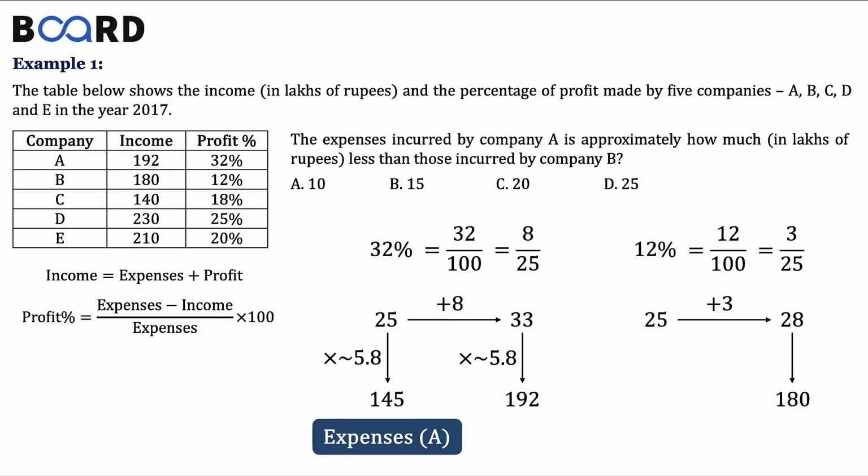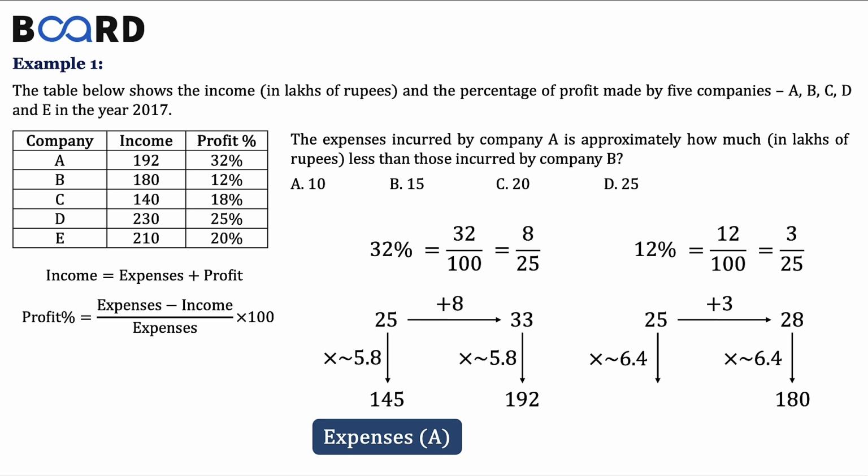So here we have 28. Now 28, since it's lower than 30, it has to be multiplied more than 6 times to get 180. So we get somewhere around 6.4, right? Now, once we multiply 6.4 with 28, we get a value which is closer to 180. We have to multiply the same value with 25 as well.